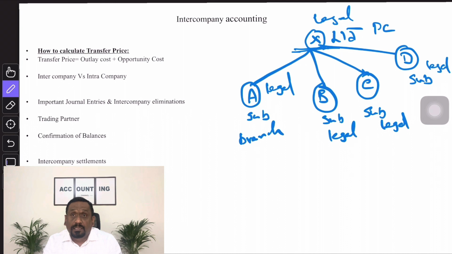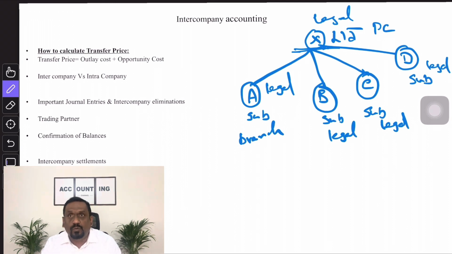Let us say A is a branch, B is a branch, C is a branch, D is a branch. They are not legal entities. They are just branches. And these 4 entities A, B, C, D are coming under one legal entity called X Limited. X Limited is a legal entity. Under this legal entity, A, B, C, D are different branches. In that case, the transactions that happen between X Limited and the branches are called intra-company transactions. You need to understand this difference.